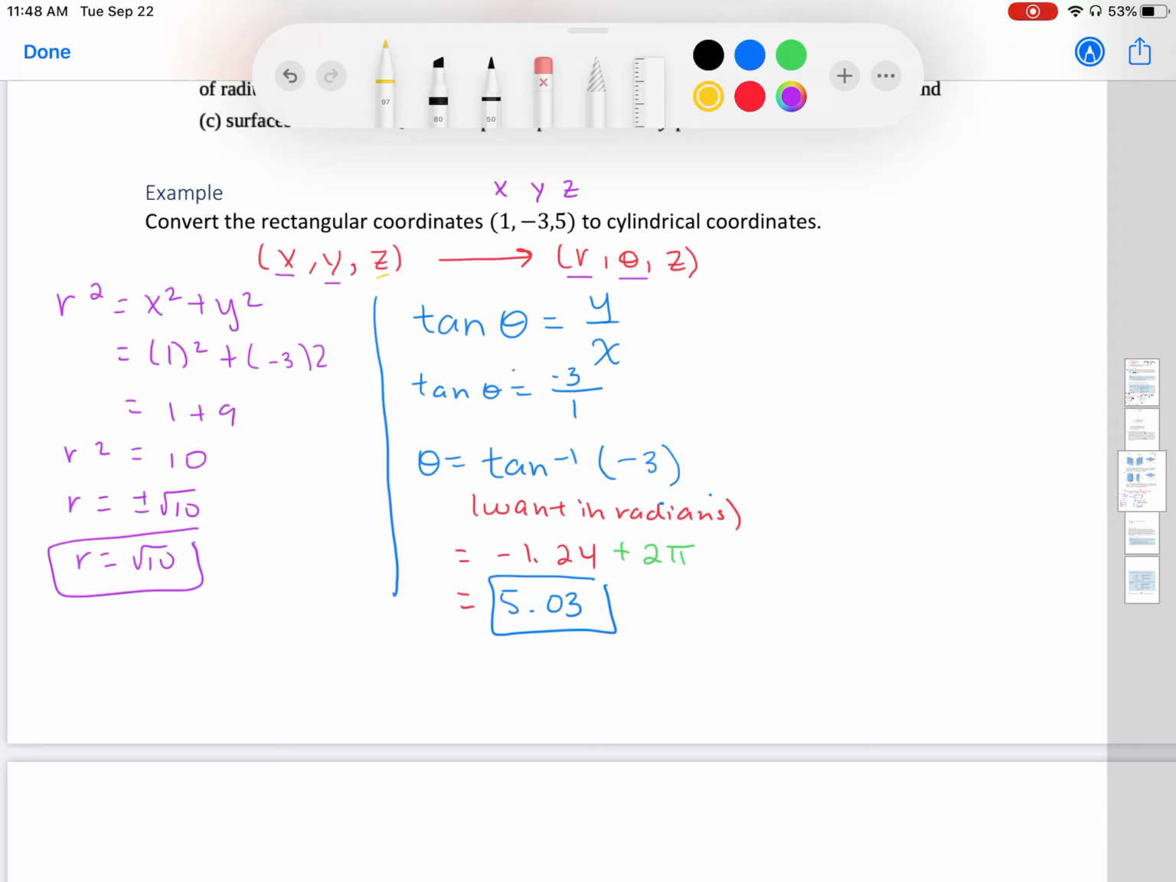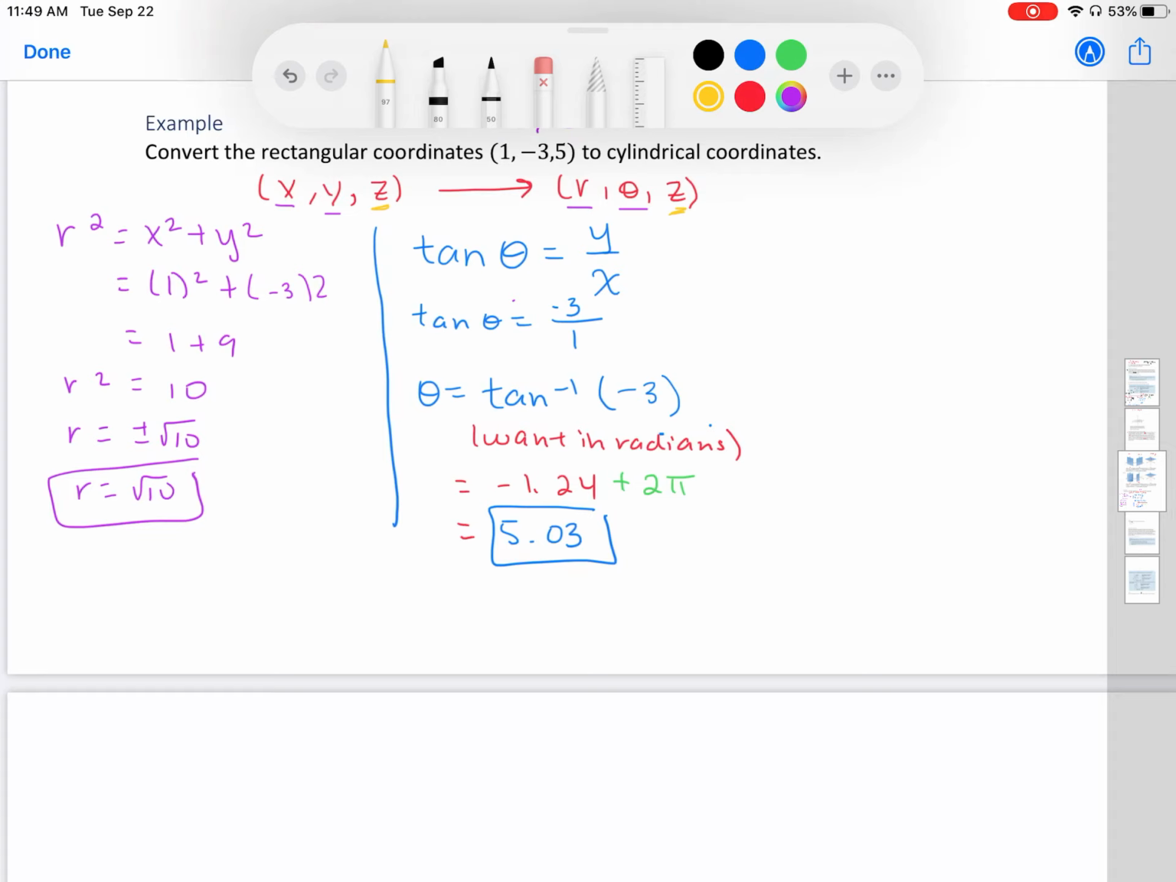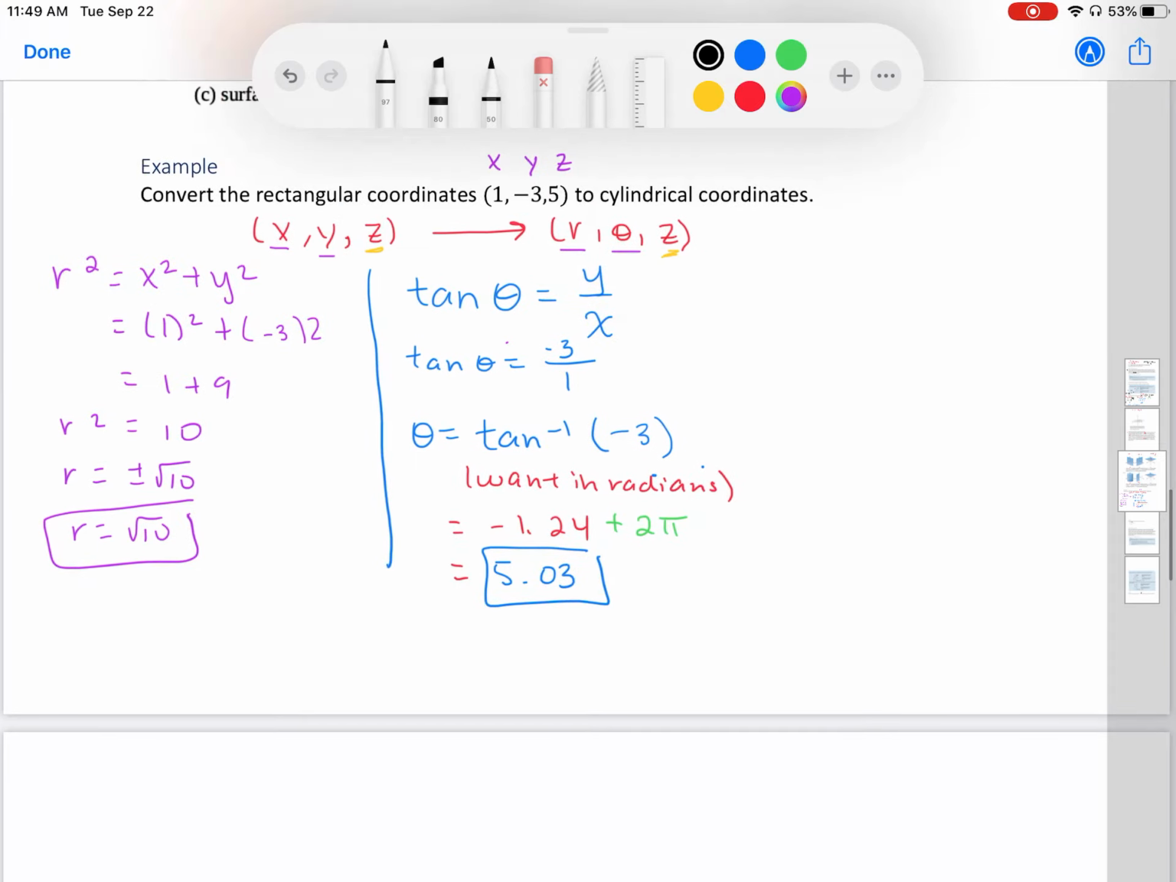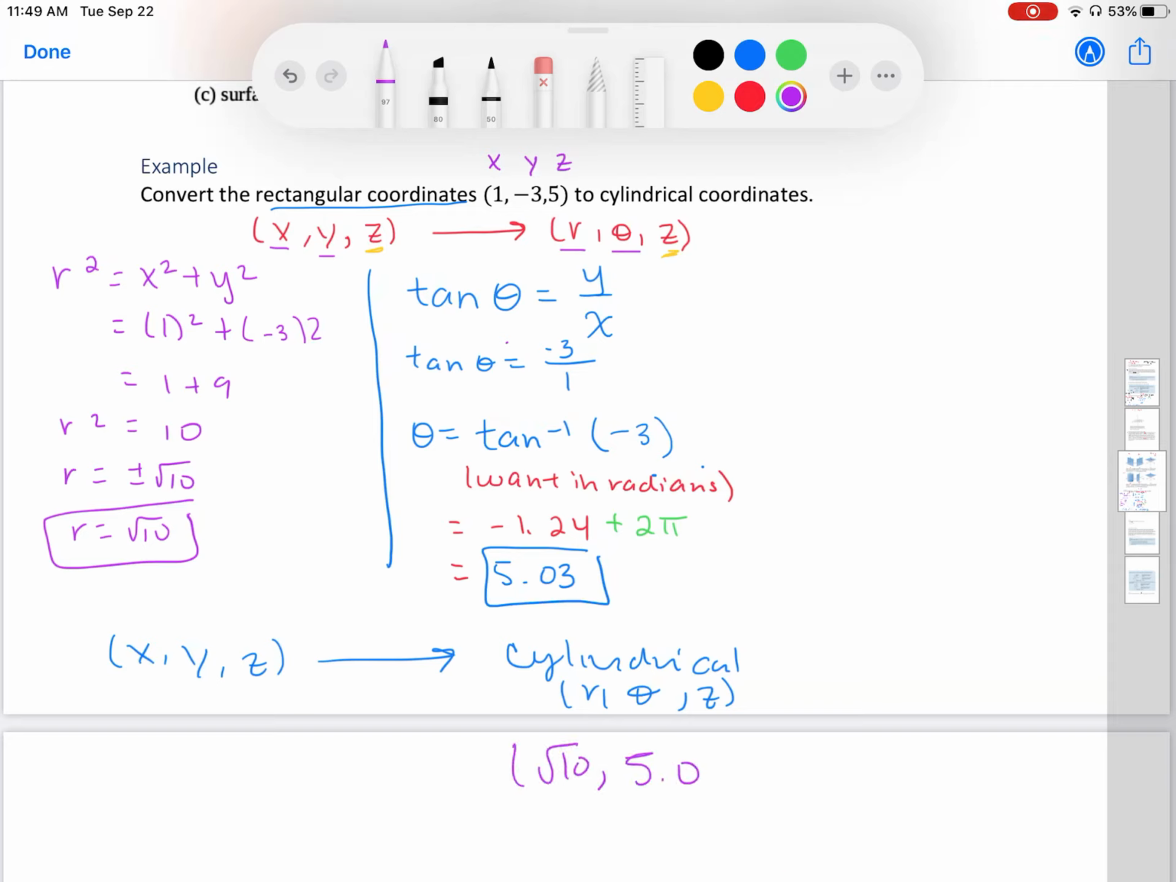Lastly, I'll let you do this one, z to z. Well, they're the same. So my answer from rectangular coordinates to cylindrical coordinates is the square root of 10 for r, my theta is 5.03, and my z is 5, which stays the same.